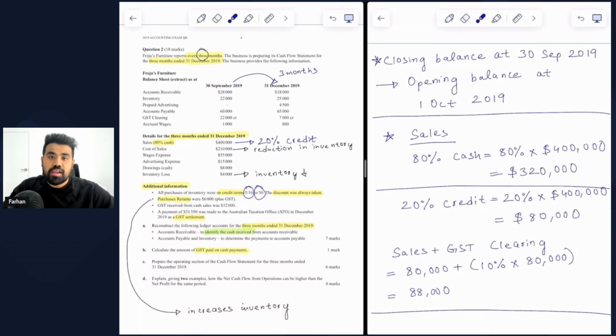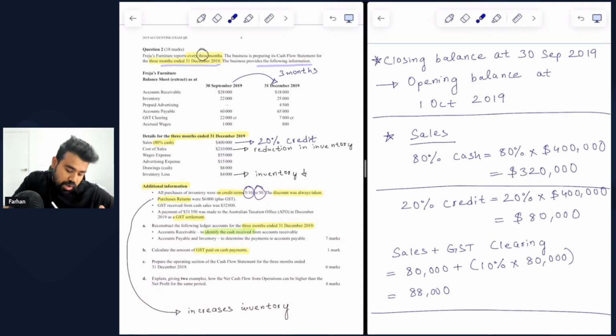With that being said, let's get started. Freja's Furniture reports every 3 months. The business is preparing its cash flow statement for the 3 months ended 31 December 2019. The business provides the following information.